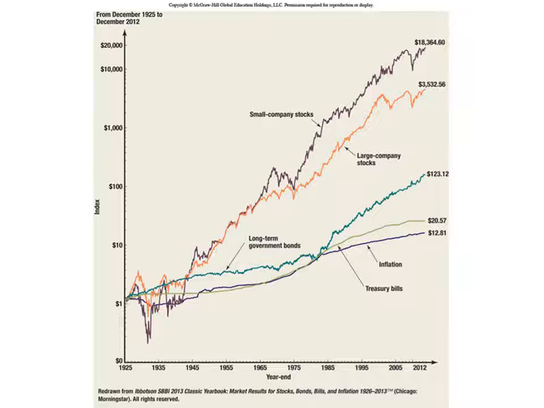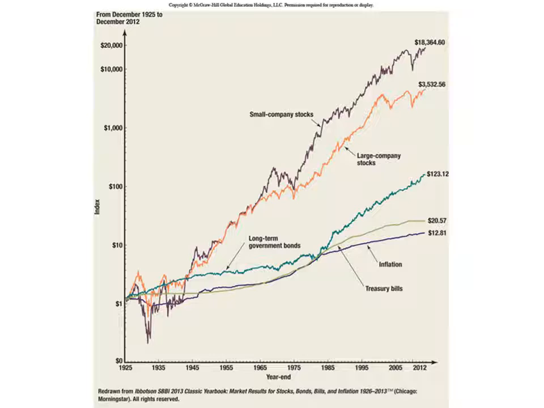The purple line is inflation. How do we interpret this? The way we interpret this is that what $1 would buy you at the end of 1925 would have cost you $12.81 at the end of 2012. In other words, the dollar had lost its value to purchase goods over this time.